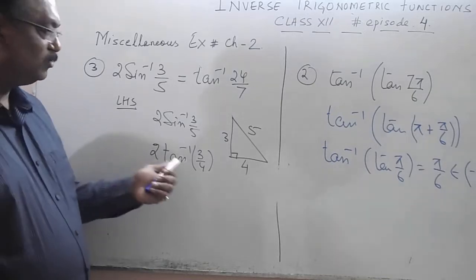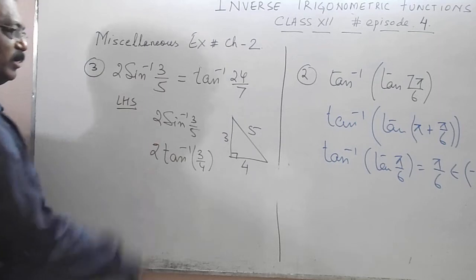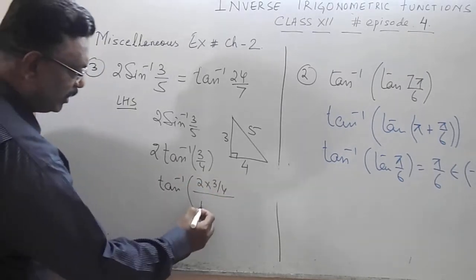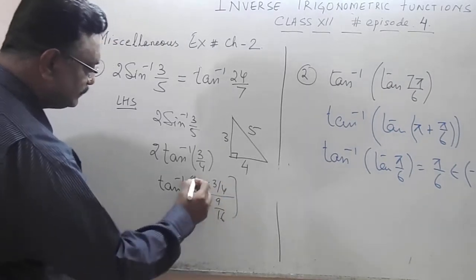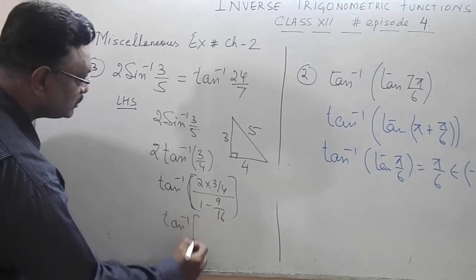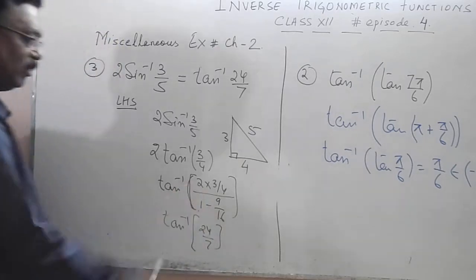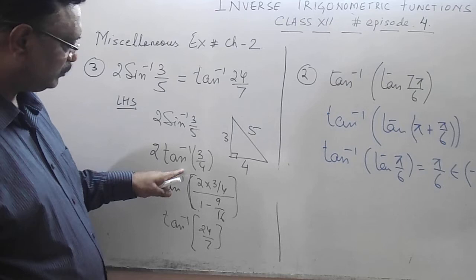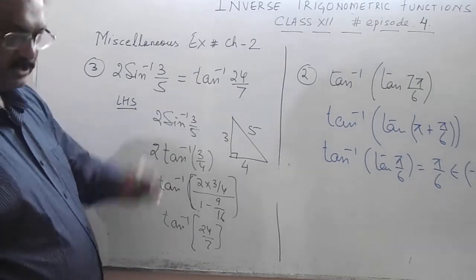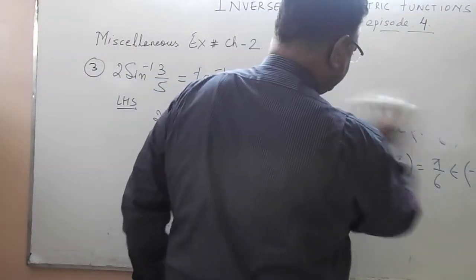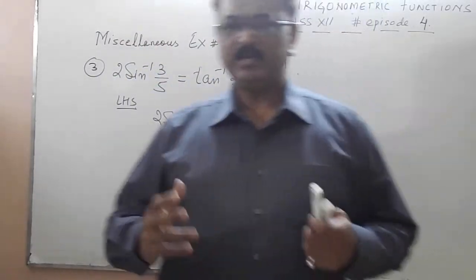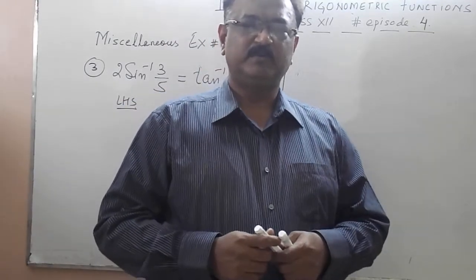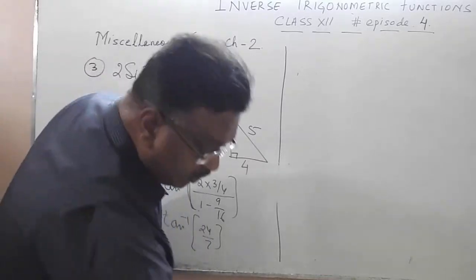Now, apply the identity of 2 tan inverse x. Applying the identity of 2 tan inverse x and converting into tan inverse, we get tan inverse of 2 into 3 by 4 upon 1 minus 9 by 16. So this gives us tan inverse 24 by 7 on simplification. So we have seen that first of all we converted sin inverse in terms of tan inverse, and then applying the formula of 2 tan inverse, we converted the question to the RHS. Now moving on to question number 4. You have seen that all these questions are basically related to the formulas. If you remember the formulas correctly and are able to apply them correctly, inverse trigonometric functions become very, very simple.